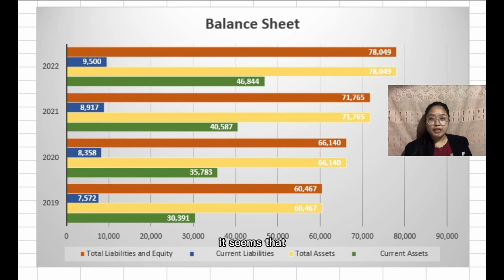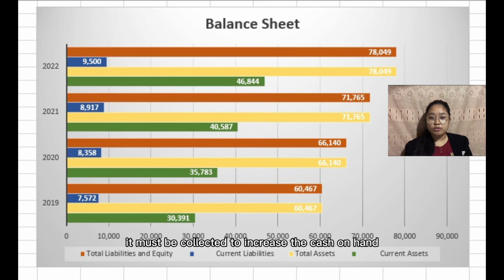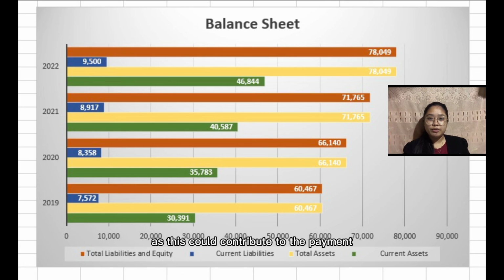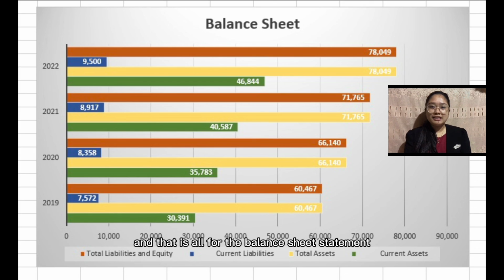Based on the report, it seems that most of the sales were from the receivables. Therefore, they must be collected to increase the cash on hand. To lessen the liabilities, there must be a certain amount allocated to pay off the long-term debt every year. The excess in the inventories should be sold in cash, as this could contribute to the payment of the long-term debt. And that is all for the balance sheet statement.